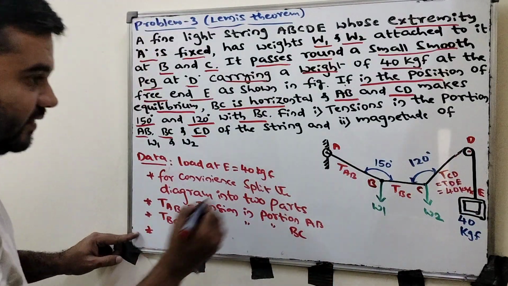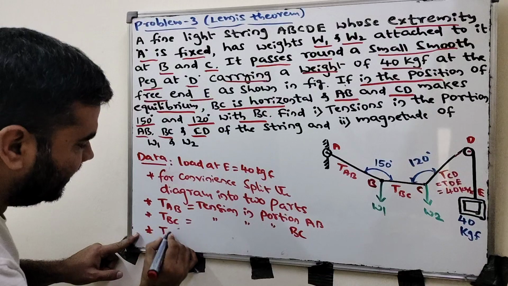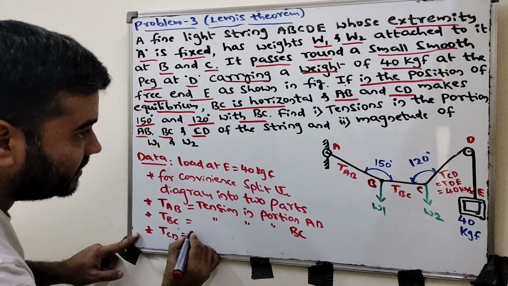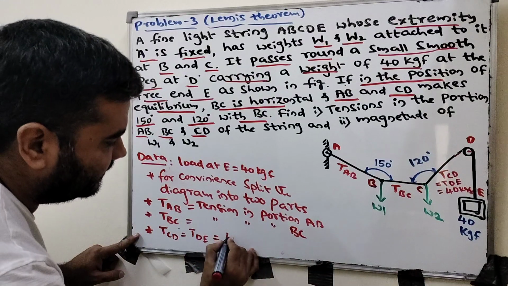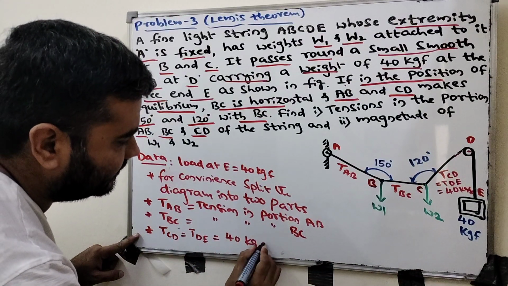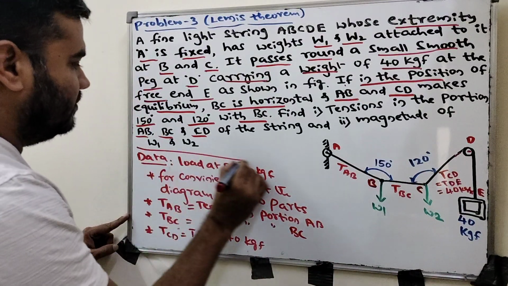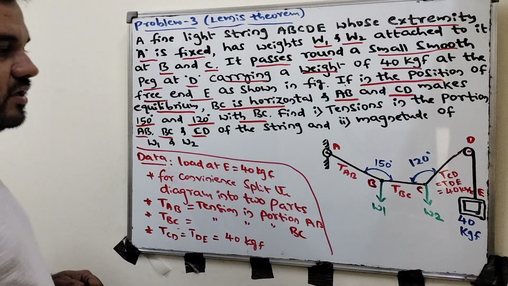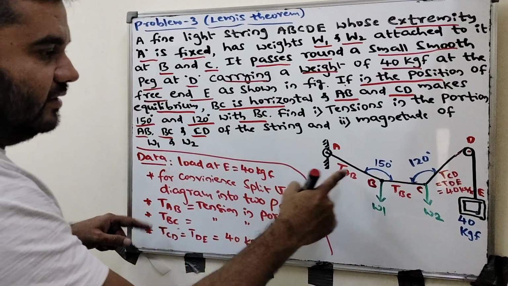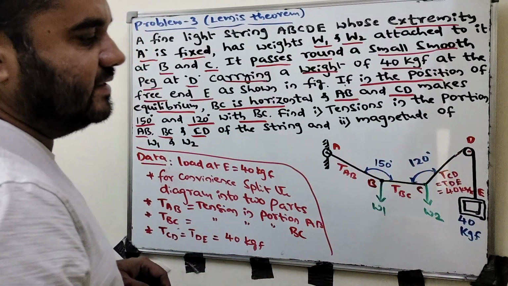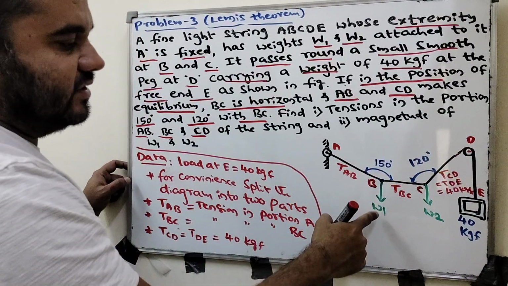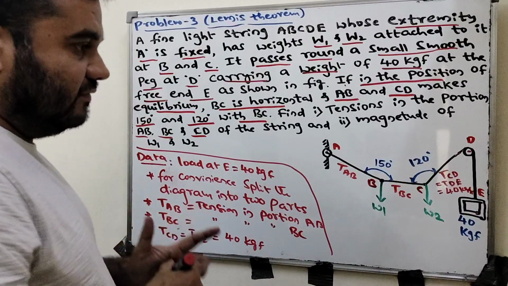Okay, I will write T of CD, tension at CD, equal to tension at DE. That will be equal to 40 kgf. These are the notations we just marked. Okay. So what we have to find out? T of AB, T of BC, and T of CD, and T of CD is already there. Next, W1 and W2 we have to find out here.